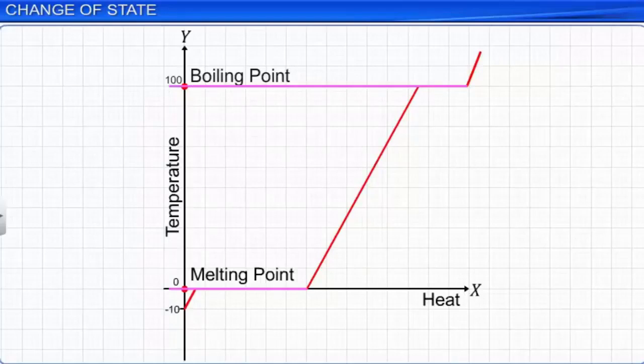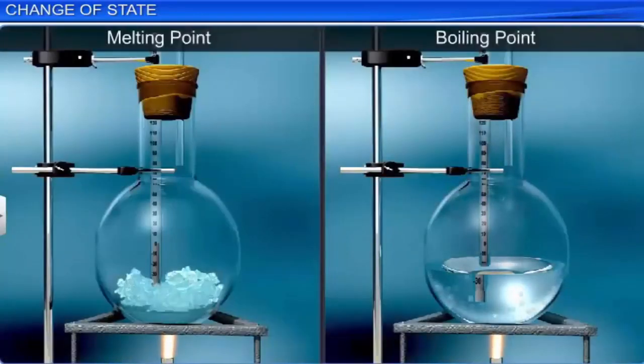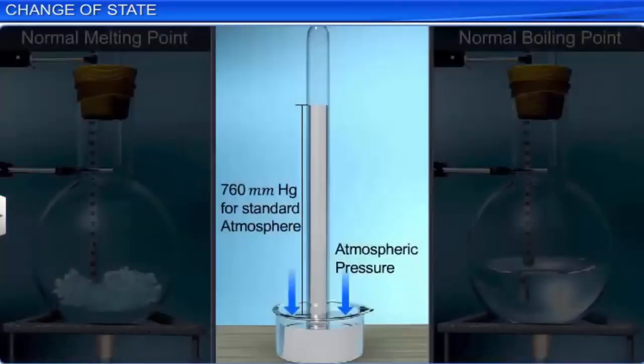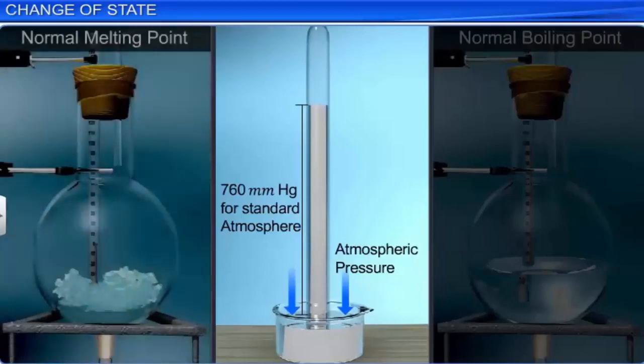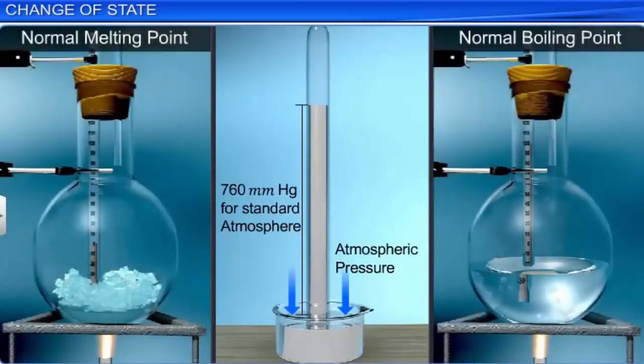The melting point and boiling point of a substance depends on pressure. If measured at standard atmospheric pressure, they are called normal melting point and normal boiling point. For example, the melting point of ice decreases with an increase in pressure.